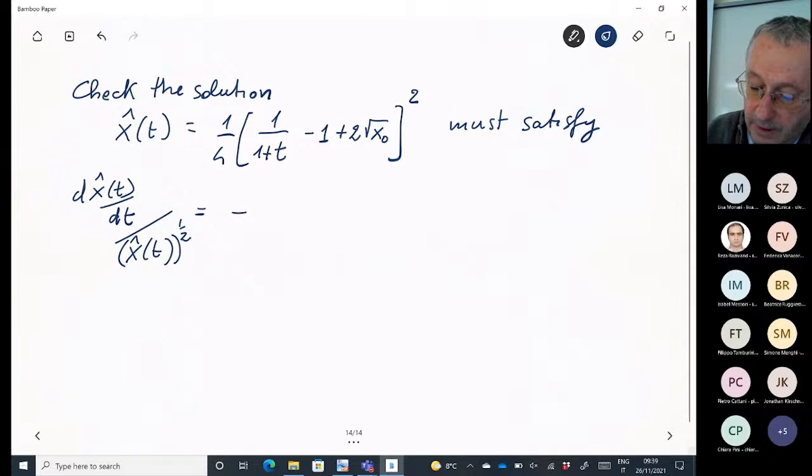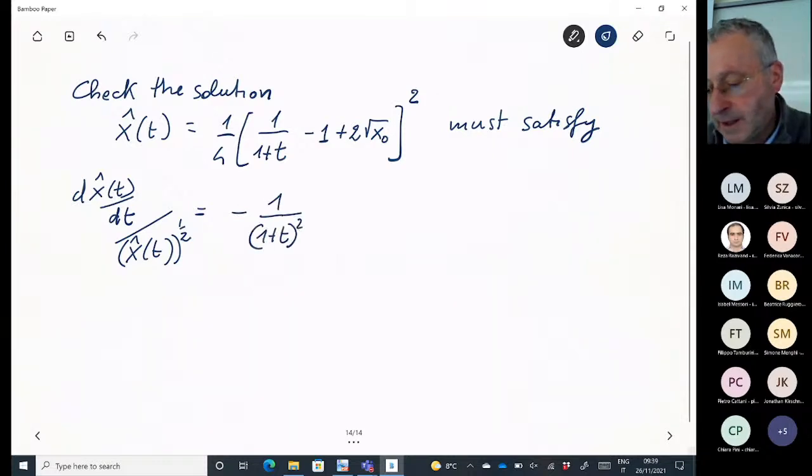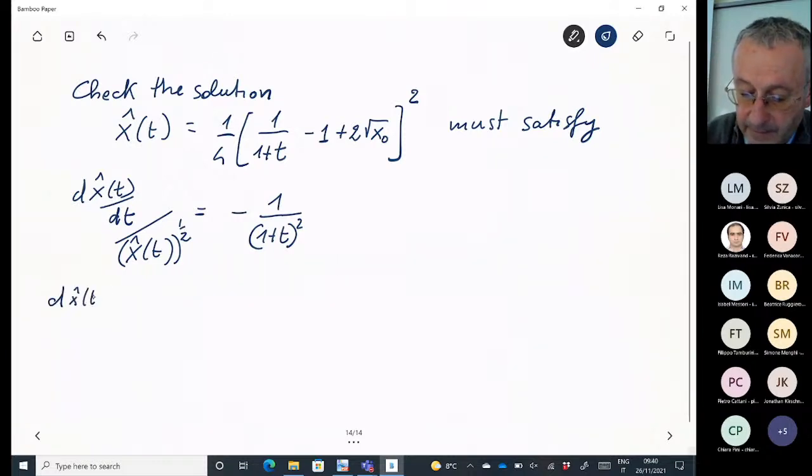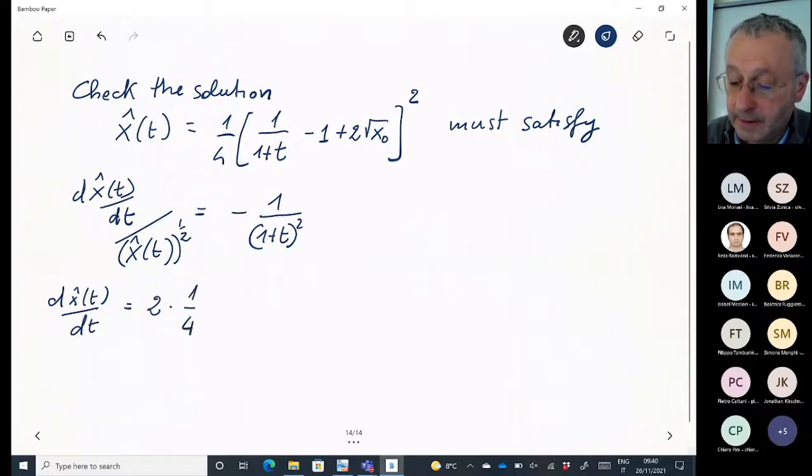Now, let me compute first the derivative of my solution with respect to time. It is equal to 2 times 1/4 times 1 over 1 plus t, minus 1 plus 2 square root of x0, right? Times the derivative of the content of the square brackets with respect to t, which is minus 1 over 1 plus t squared. Okay?